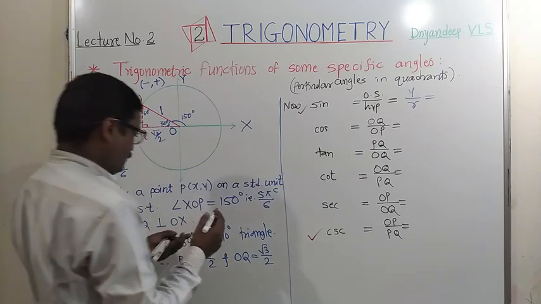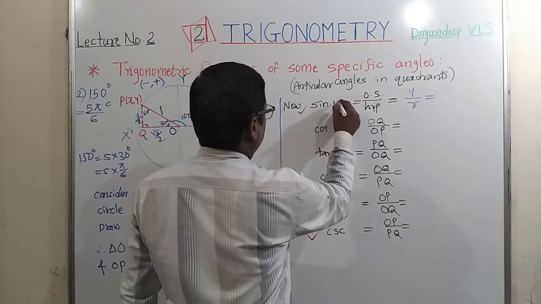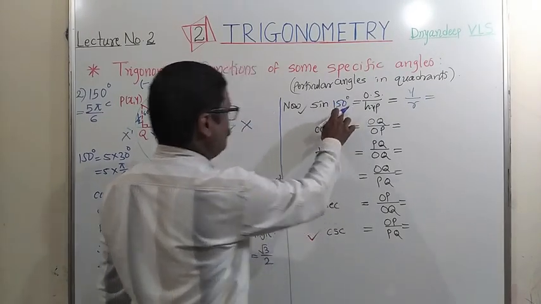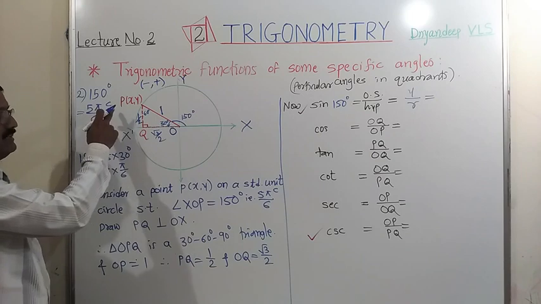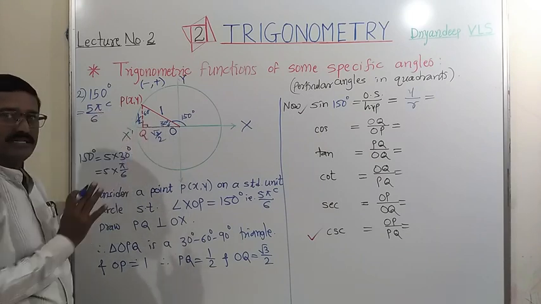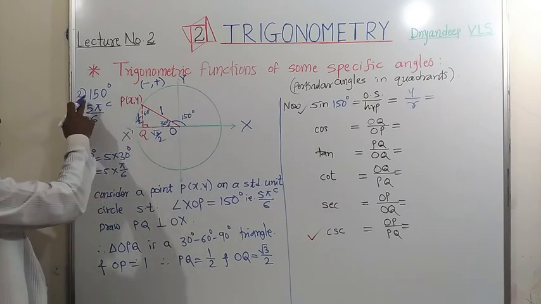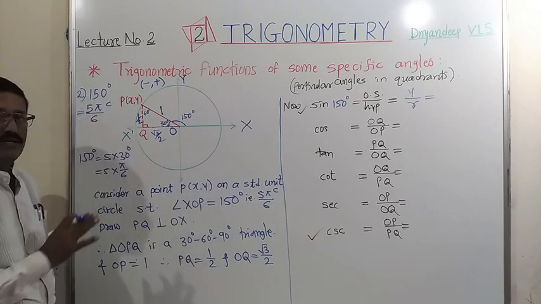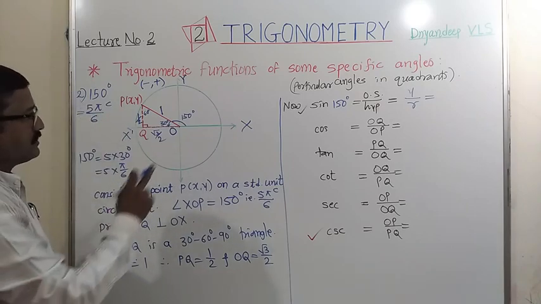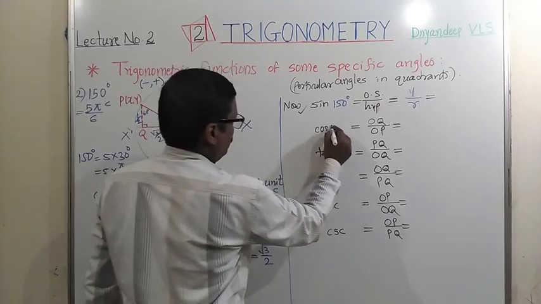Now in the case of sin 150 degree. 150 because due to 150 our angle is in the second quadrant, not because of 30 degree. Okay, we are finding the trigonometric ratios for angle 150 degree. So we write 150 in each case.